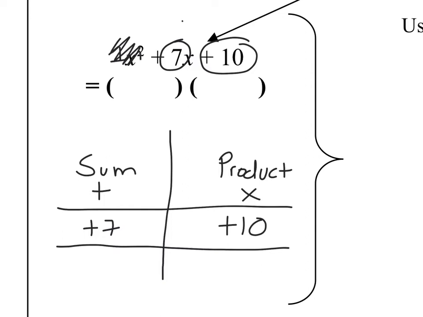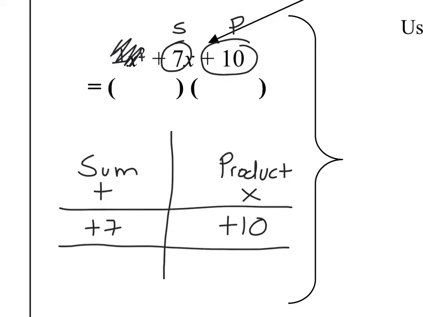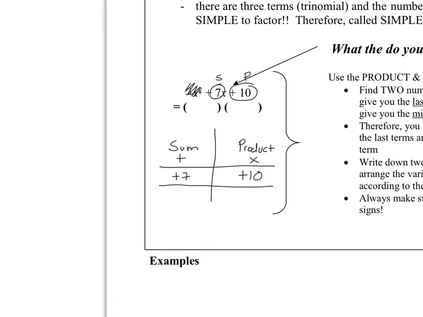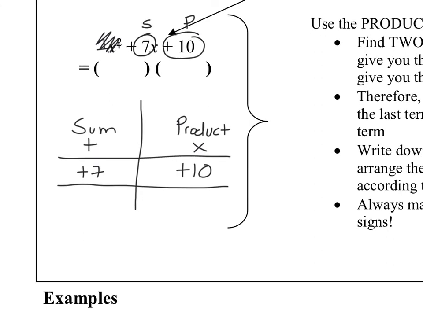So right now our sum is going to come from our middle term and our product is going to come from our last term. Now, with this method of sum and product, you're going to pull out a multiplication table. You're going to Google multiplication table. And you're going to look at all the ways that you can multiply. This is your first step. All the ways that you can multiply to make a 10. So we can do 10 times 1.